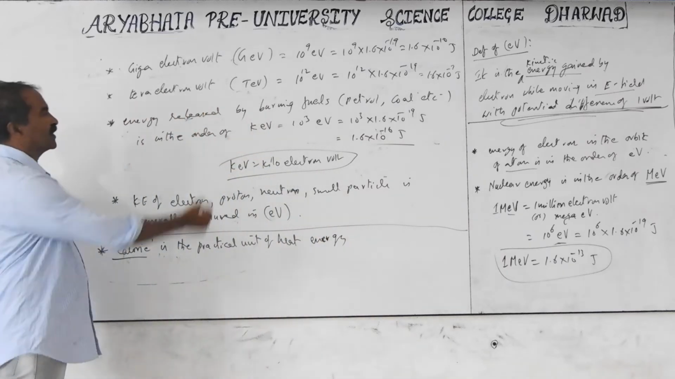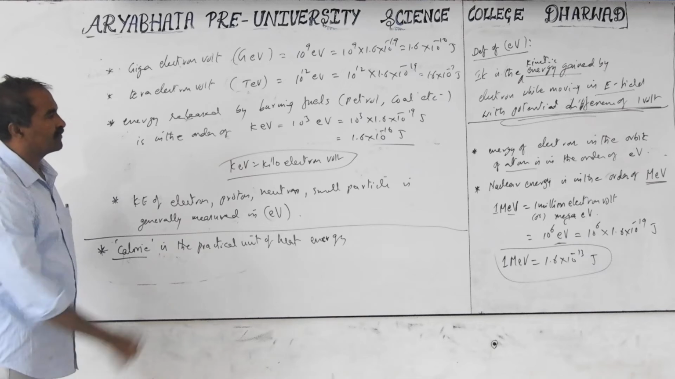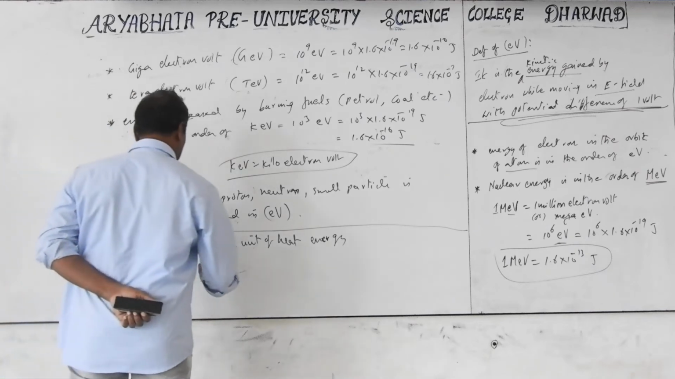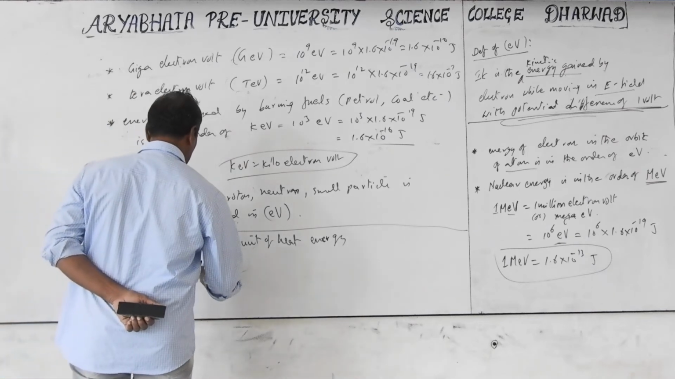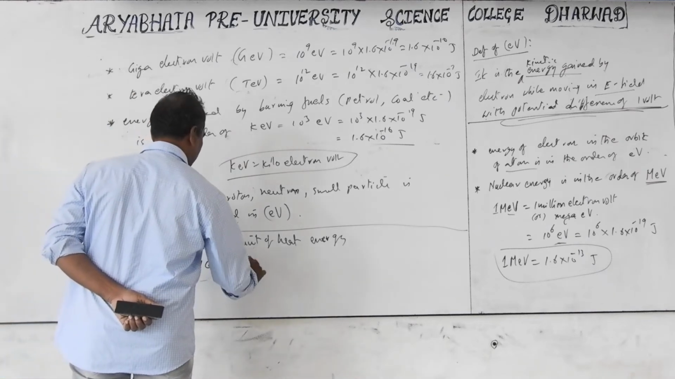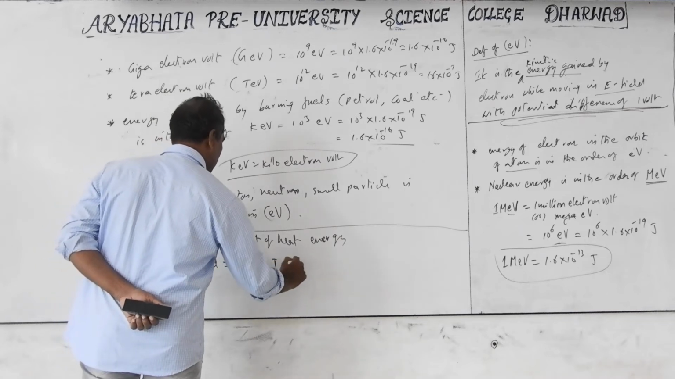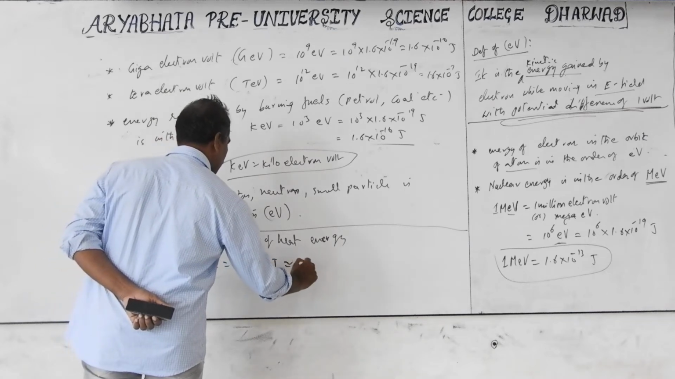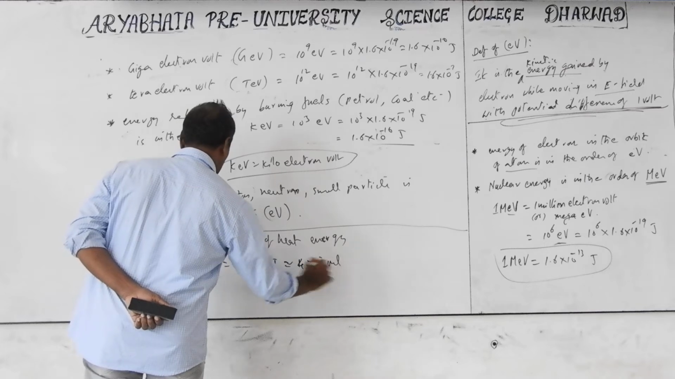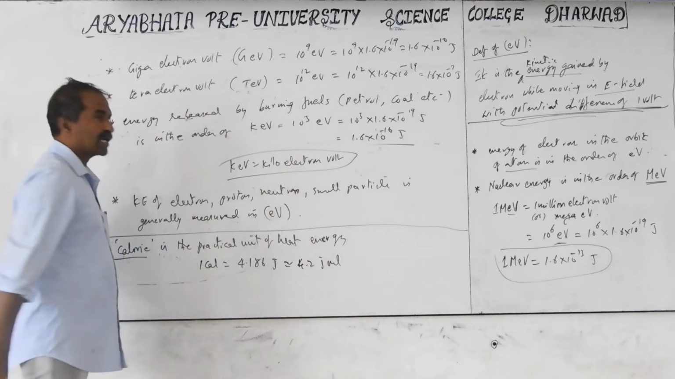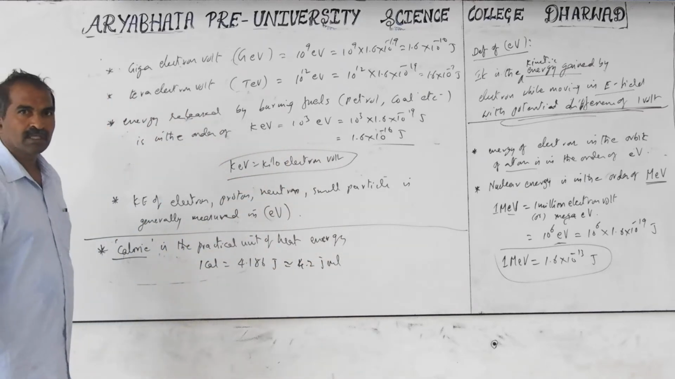To convert the burning of fuel and so on, the conversion unit is 1 calorie. 1 calorie is approximately 4.186 joules, approximately 4.2 joules. You must be able to convert these into electron volts and vice versa for solving problems.